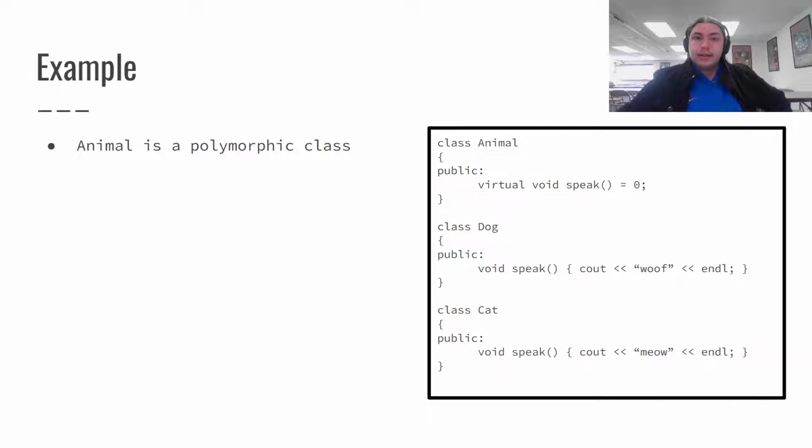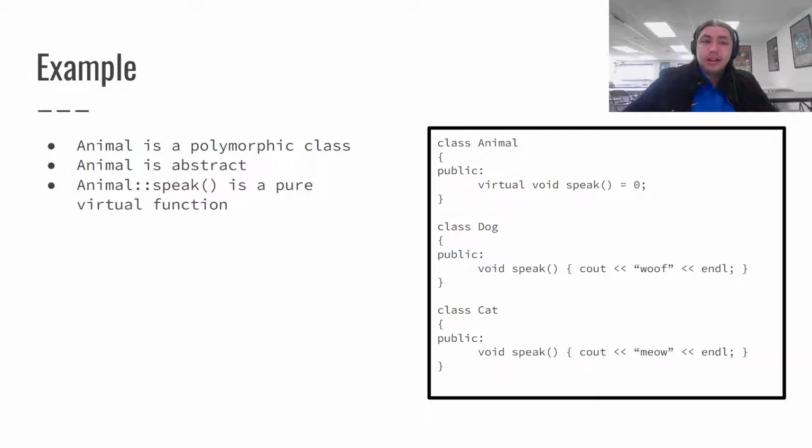So Animal is what we would call a polymorphic class. And it is also abstract because it has this pure virtual function. It must be redefined in the derived classes in order for objects of those classes to be instantiated. Animal speak is a pure virtual function.